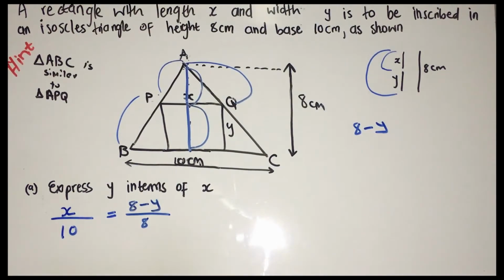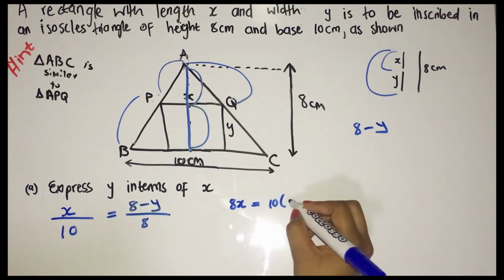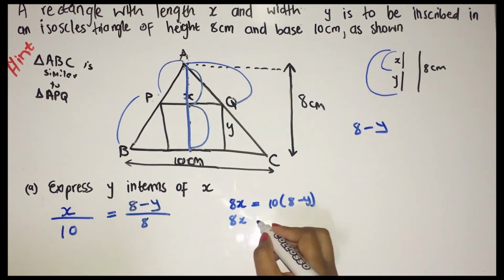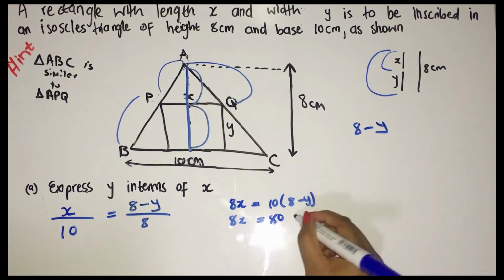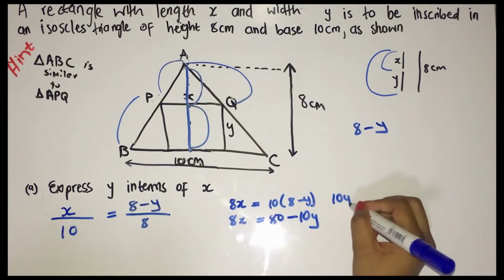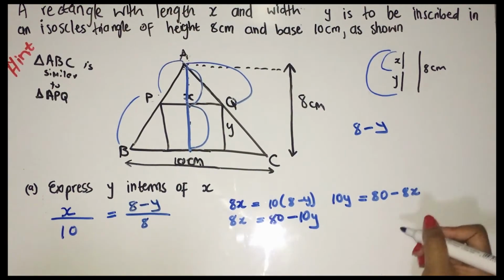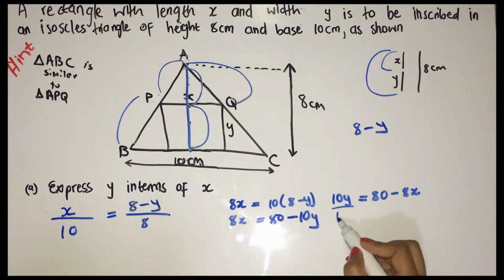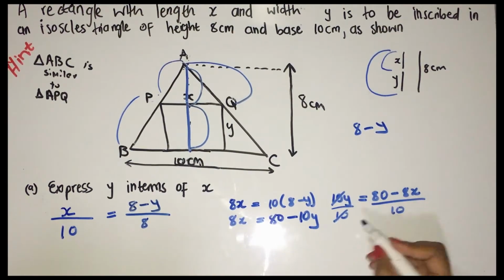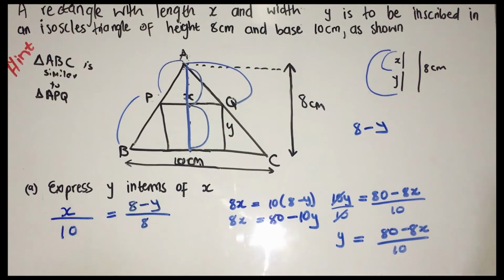Which is 8. And then from there, I'm going to cross multiply. So 8x is equal to 10 into 8 minus y. So 8x is equal to 10 multiplied by 8 is 80 minus 10y. And then 10y is equal to 80 minus 8x. And then we divide by 10, cancel, and then y is equal to 80 minus 8x all over 10. So you see we have expressed y in terms of x.